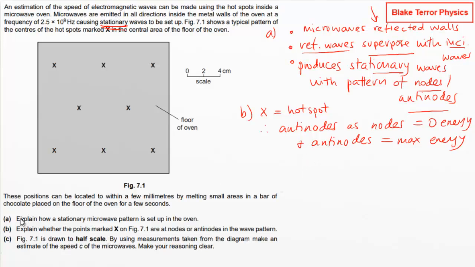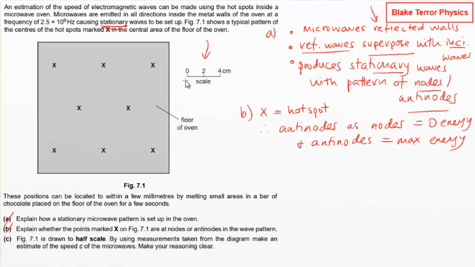Right, so that was that. Figure 7.1 is drawn to half scale. But I don't think that matters because now I've resized everything on here. I mean, who knows? They've given us a scale off to the side here, so it doesn't really matter. By using measurements taken from the diagram, make an estimate of the speed c. Make your reasoning clear.